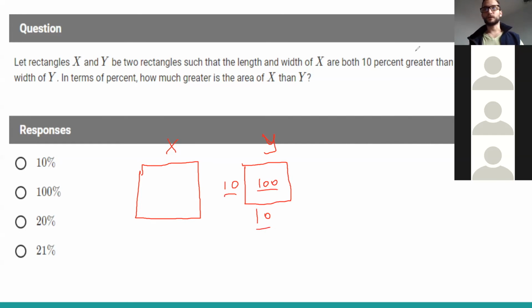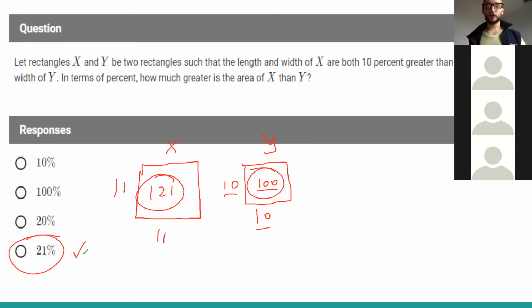Now they said that both the length and the width are 10% greater. So 10% of 10 is 1, plus 10, so this is 11, and 10% of 10, once again, same thing, 11. So 11 times 11 is 121. So 121 is how much greater than 100? It's 21% greater, so the answer is D.